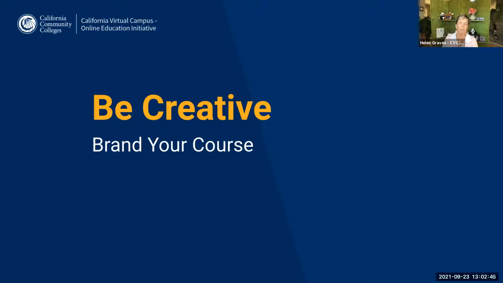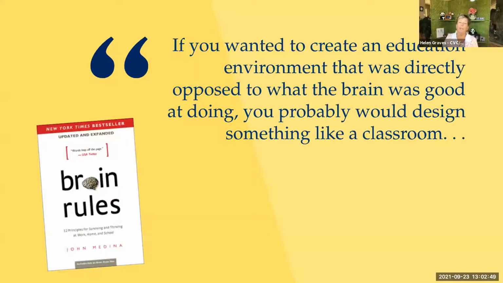So the first strategy for a more effective course is what I call branding. There is a terrific book called Brain Rules by John Medina. I recommend it all of the time. His thesis is that if we wanted to create an environment diametrically opposed to how the brain learns best, we would create something very much like a classroom. That's kind of a scary thought, isn't it?